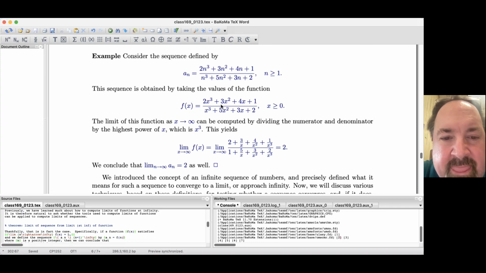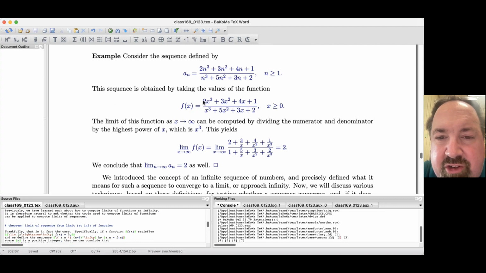So one way to figure out the limit is to find the highest power of x in the whole fraction, which is x cubed, and then you divide the numerator and denominator by that power of x. So if I divide the numerator by x cubed and the denominator by x cubed and simplify each term as much as possible, then this is what we get.